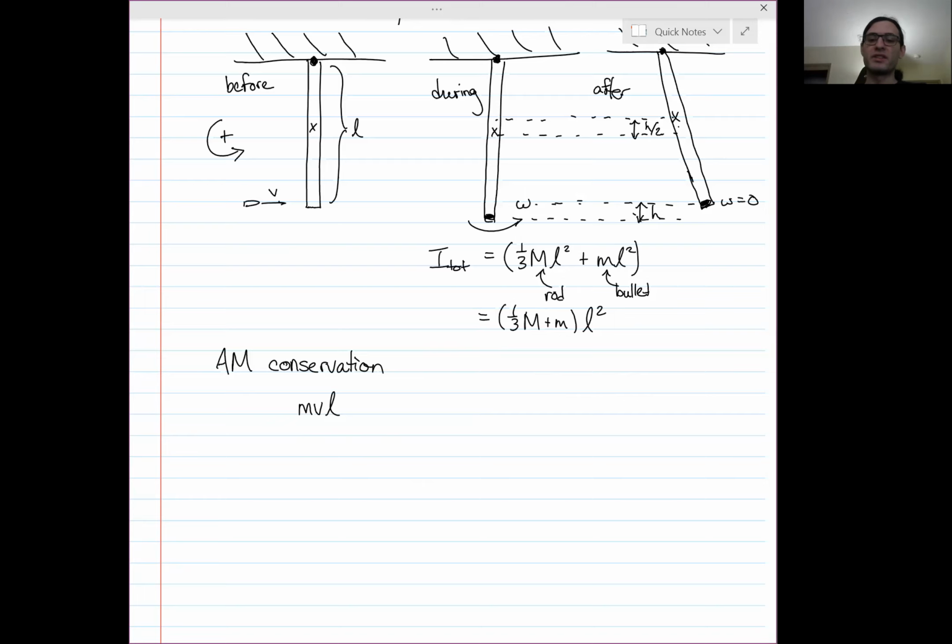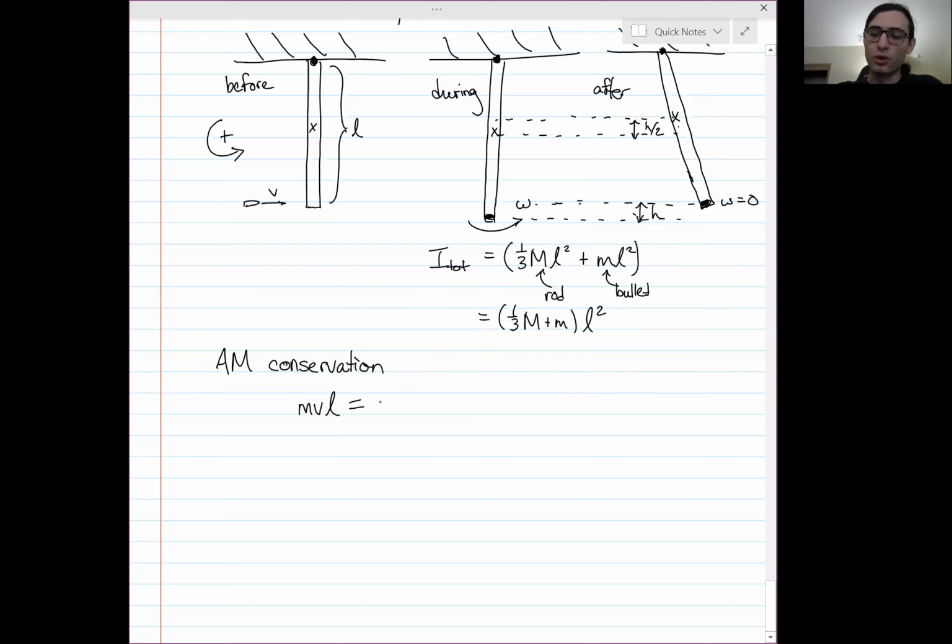So this object would tend to swing around if it were connected to the pivot. So we get a positive sign. And this is equal to the final angular momentum. Well, the final angular momentum can't really be written this way. Instead, we'll just use that L equals I omega.